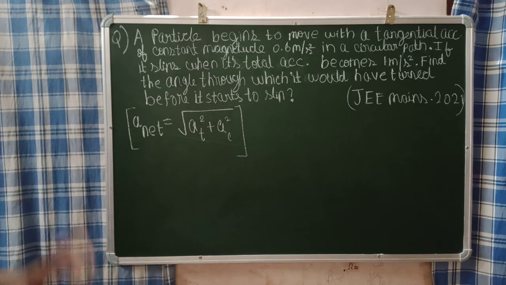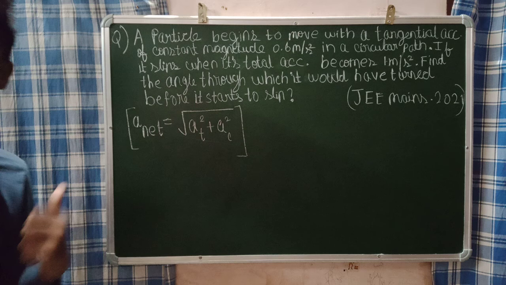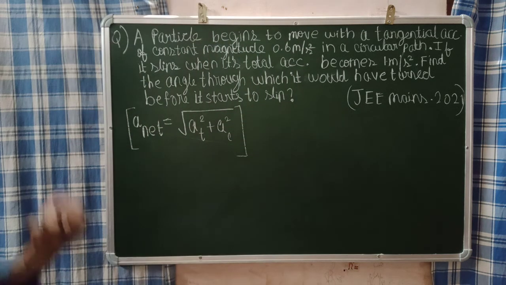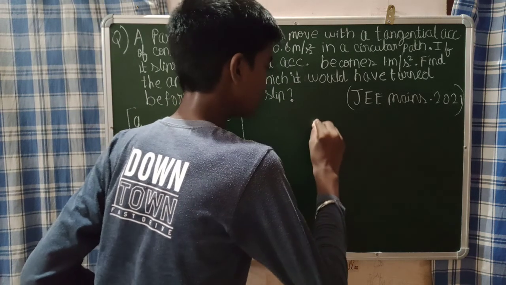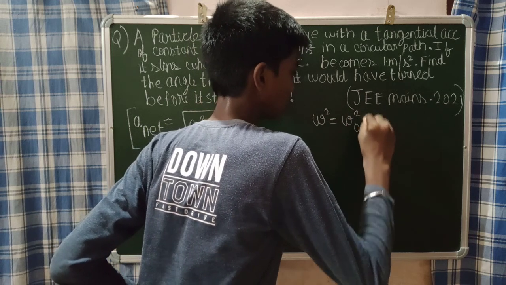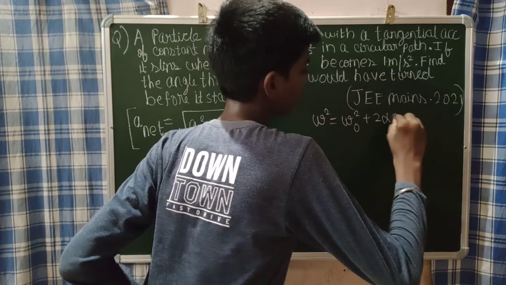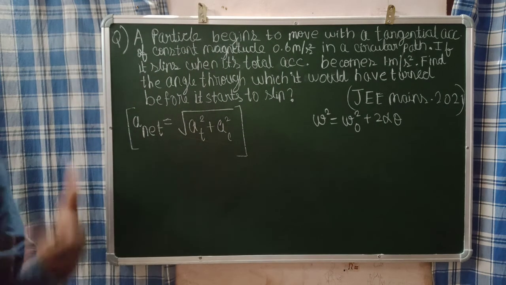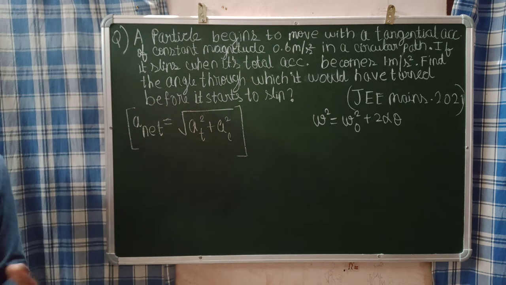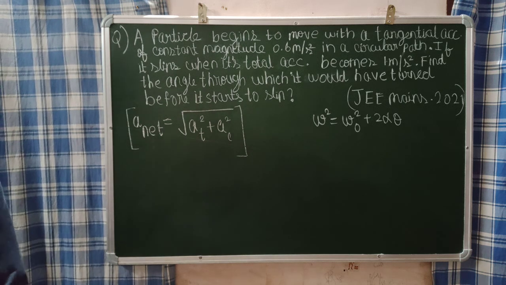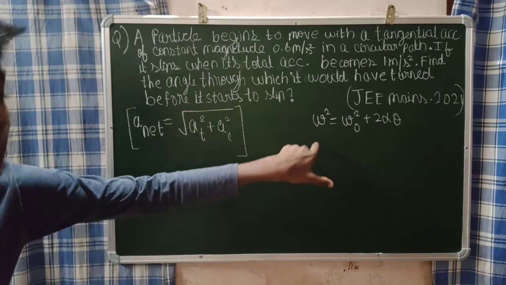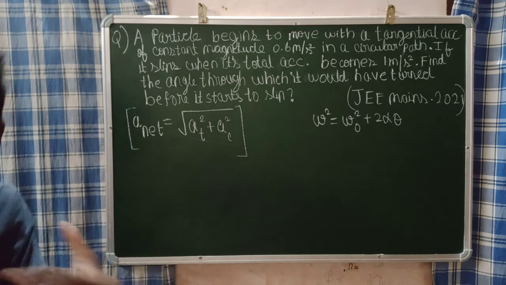Now tell me one thing, what is the third kinematic equation of circular motion? The third kinematic equation of circular motion is omega square is equal to omega naught square plus 2 alpha theta. Your third kinematic equation in kinematics, motion in a plane, is v square is equal to u square plus 2as. Instead of that, this is the third kinematic equation of circular motion, where the variables just changed.